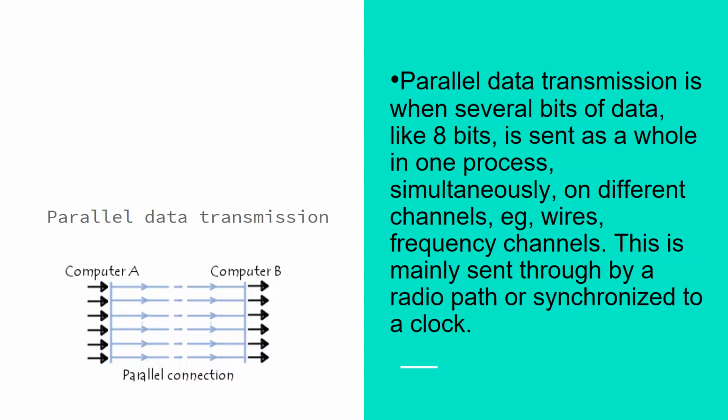Parallel data transmission. Parallel data transmission is when several bits of data, like 8 bits, are sent as a whole in one process, simultaneously, on different channels, e.g., wires, frequency channels. This is mainly sent through a radio path or synchronized to a clock.